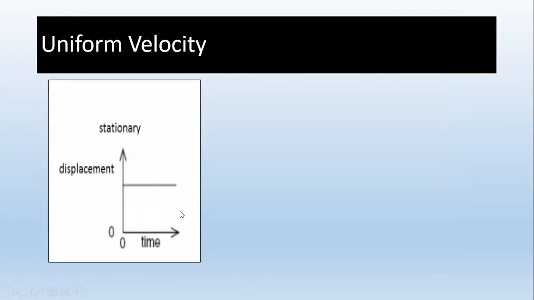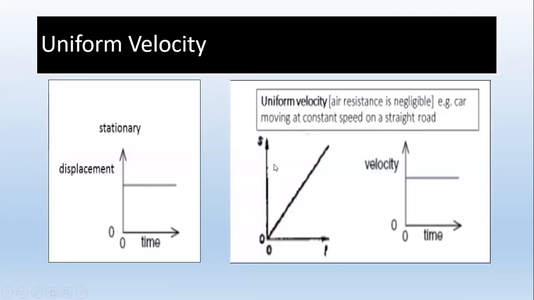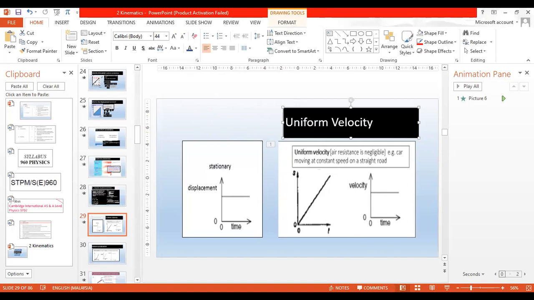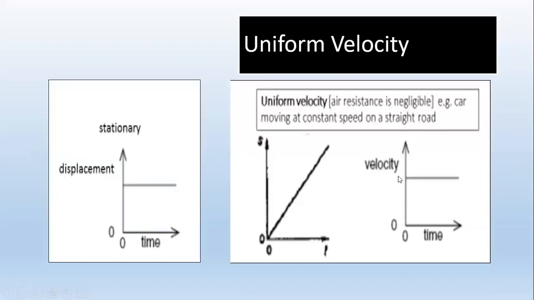Okay, so to summarize what you have learned. Constant displacement with time means stationary. Uniform velocity: the displacement time graph is a straight line. That's what I mean by a uniform horizontal line. The velocity time graph is a horizontal line.